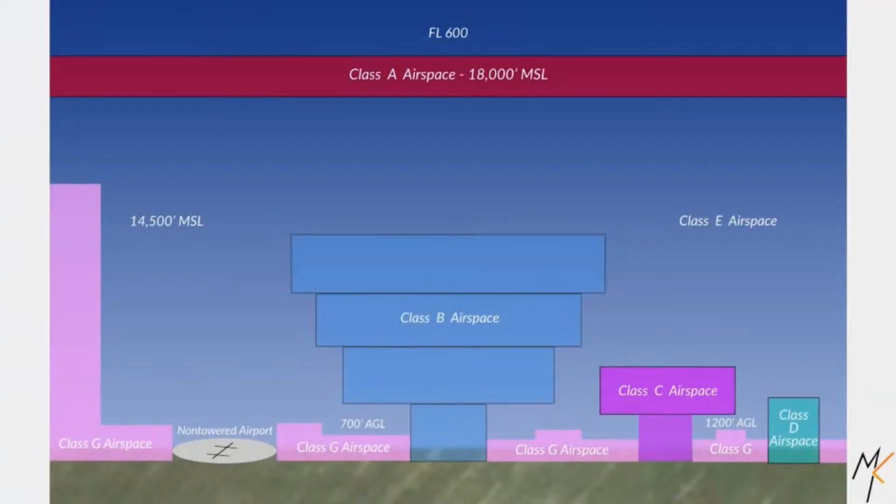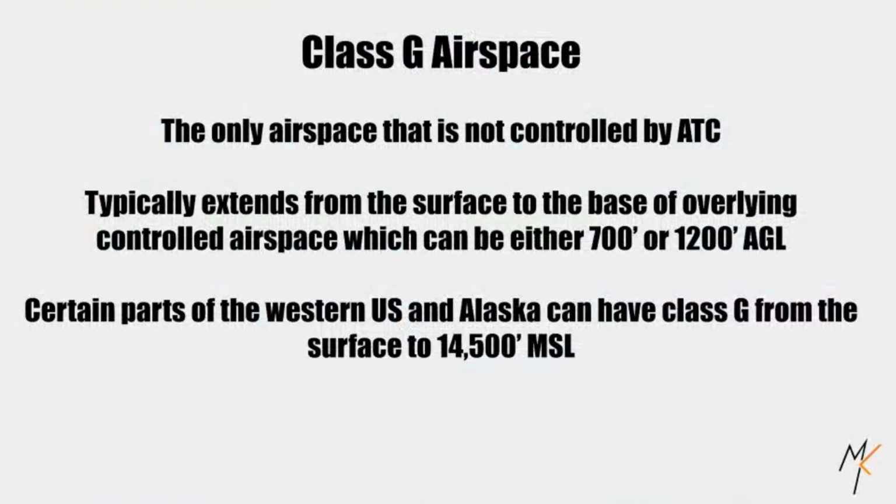Now, altitudes between 14,500 and 17,999 feet are going to be Class Echo airspace. So if we look at the chart again from the side view, all these gaps, for the most part, that are between the other classes of airspace are considered Class Echo. Finally, there's Class G, or Class Golf airspace.